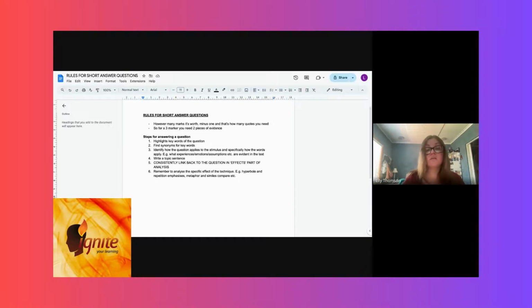So remember the key rules, that there are words that apply to those different techniques that help you to really analyze the effect of them. So hyperbole and repetition emphasize things, metaphors and similes compare. Those are just some easy ones to remember that those words will guide you to be able to really analyze the effect of those techniques.